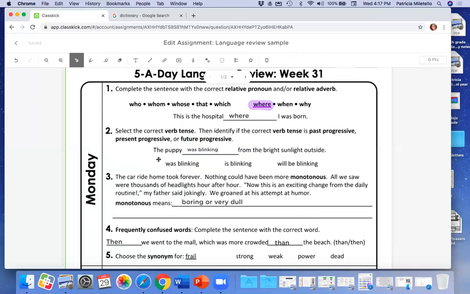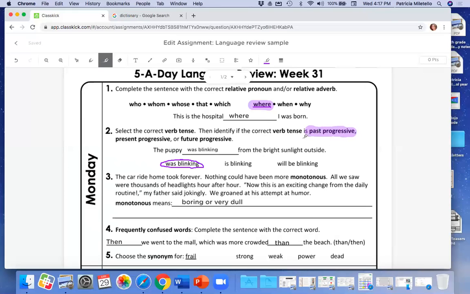Okay, so because I chose was blinking, the second part of, I could have just circled was blinking down here. I could have highlighted was blinking right there, or I could have typed it in the line, which I did. The next part is I have to identify what was blinking is. Past. Was blinking is in the past.